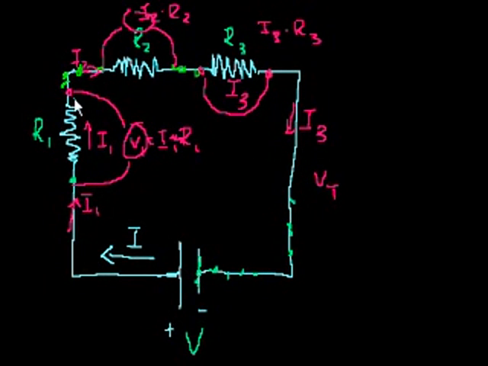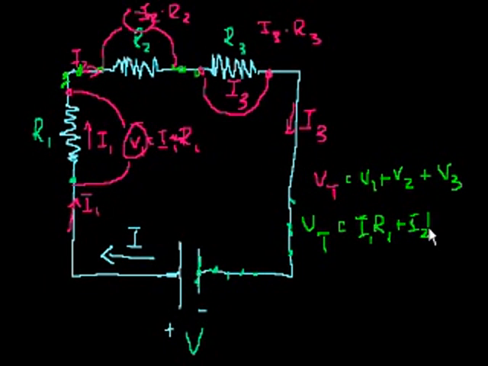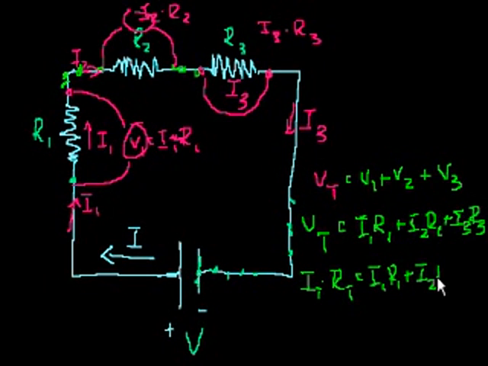And now let's go back to the convention, and let's say the current is going in that direction. The total voltage drop is equal to V1 plus V2 plus V3. So the total voltage drop is equal to I1 R1 plus I2 R2 plus I3 R3. And what's the total voltage drop? Well, that's equal to the total current through the whole system, I total, or we just call it I, times the total resistance, is equal to I1 R1 plus I2 R2 plus I3 R3.